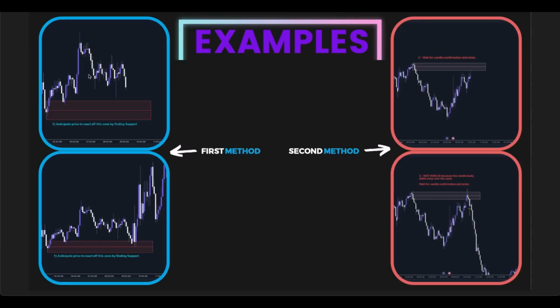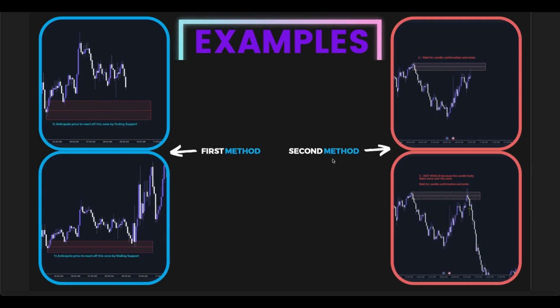And in this example, the first method, or the first way that you can anticipate price, is that you can mark out your order block, right? And here you anticipate price to react off of this zone by finding support. Price comes down, right? And as you see here, this is the first bottom, and then this would be the second, in terms of price changing direction from a bearish to a bullish trend.